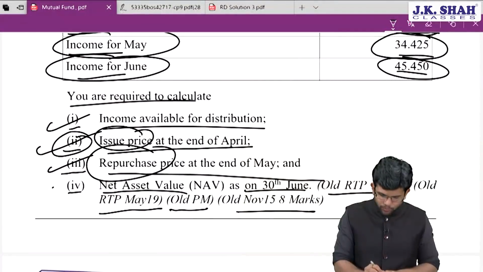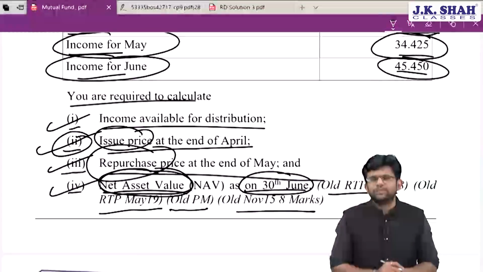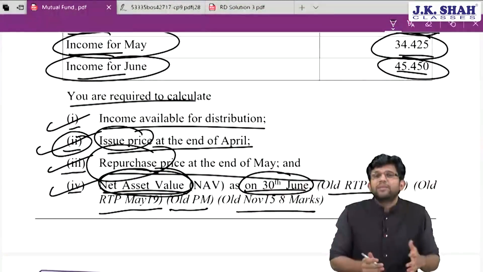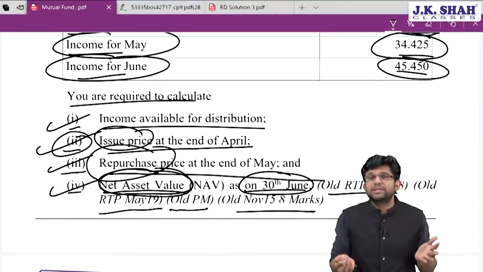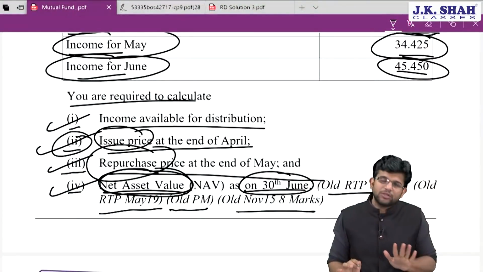So now let us go on to point number 4. They are asking you NAV as on 30th June. See students, they are not asking you issue price or repurchase price. They are only asking you NAV, because at the end of June, you are neither issuing units nor are you repurchasing any units, correct? Straight away final closing NAV as on 30th June.